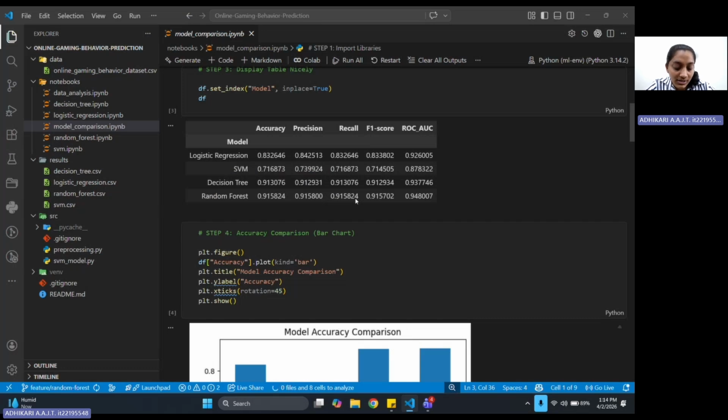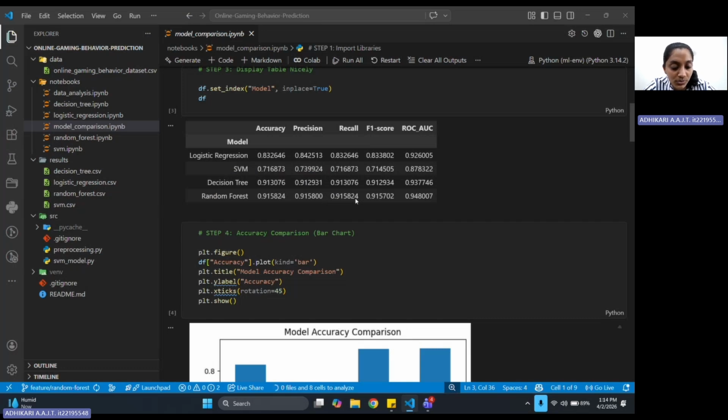Next, the SVM model shows the lowest performance. Accuracy is around 71%. F1 score is also lower compared to other models. This means SVM struggles to understand the patterns in this dataset. Even though SVM is powerful, in our case it didn't perform well, possibly due to dataset complexity.